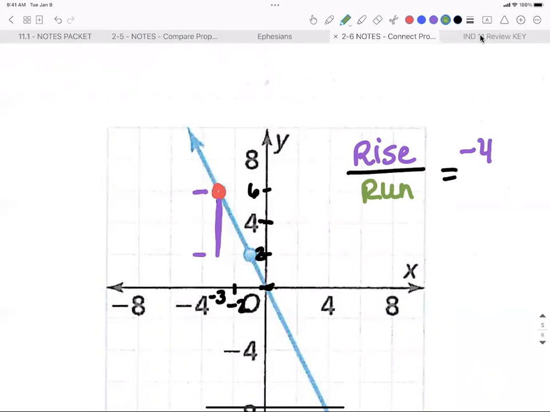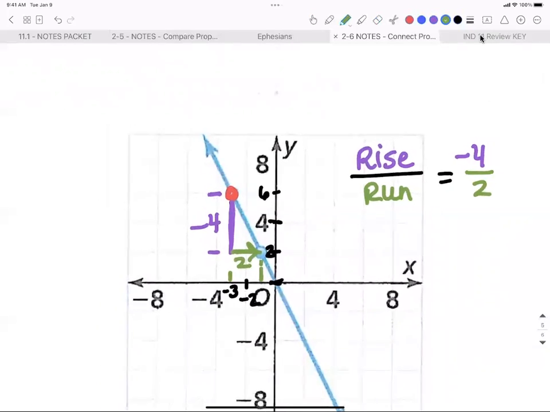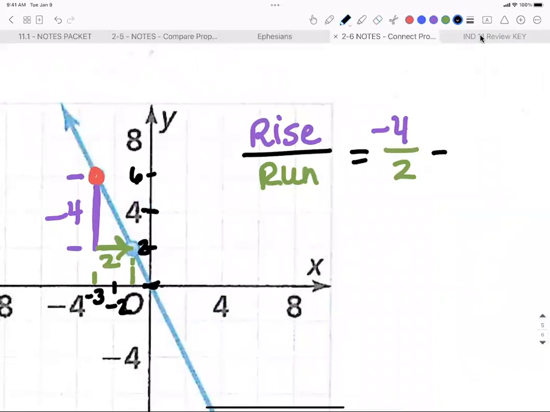Then my run, I turn and I make the corner, and I run from -3 to, what's this one? -1. So what's my run? Is it negative? I went this way, I went to the right. Is that negative? Positive. Now notice, my rise was -4. My run was +2. If I reduce this, what do I get? Did I get a negative slope? Do I have a line going downhill?